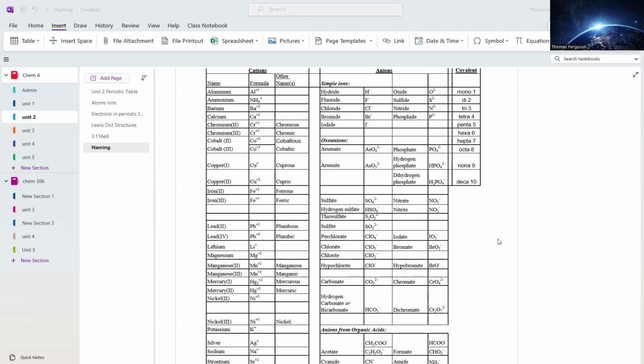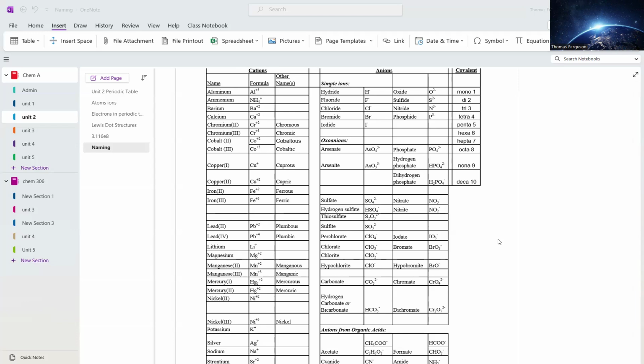There are two naming conventions. One's called ionic and the other's called molecular or covalent. So you need to first figure out what kind of compound you're working with. Is it ionic, covalent? Now, I usually say covalent rather than molecular.